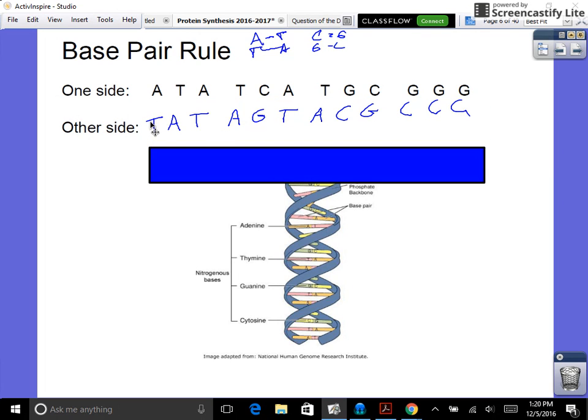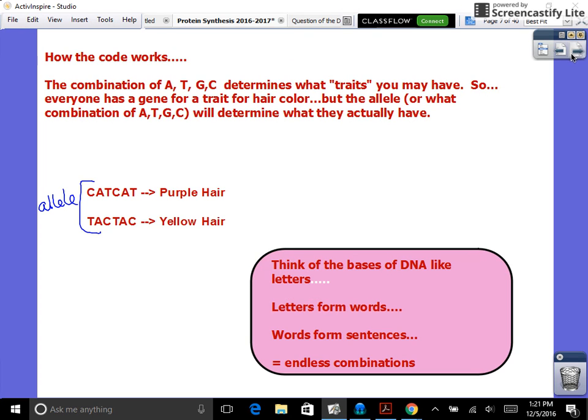So A goes with T, T goes with A, A with T, T with A, A, C, G, A, T, A, G, C, C, G, C, C, C. So you should be comfortable with making sure that you have followed the base pair rule to make the other side of DNA. This is also going to come in handy when we do DNA replication.